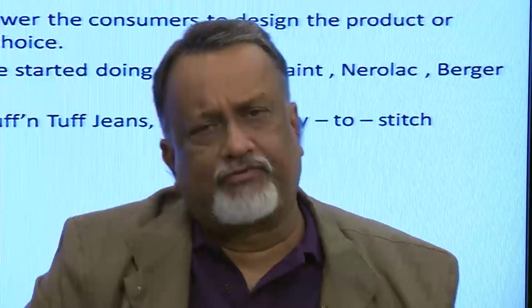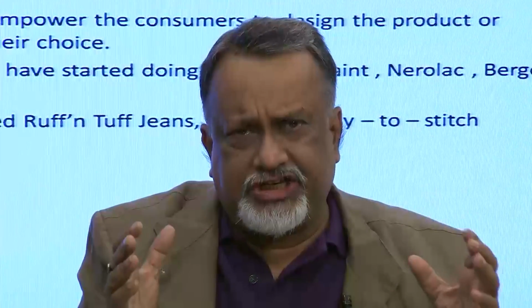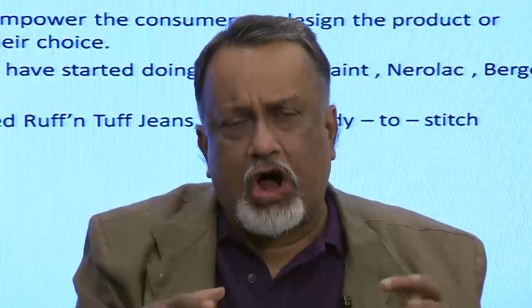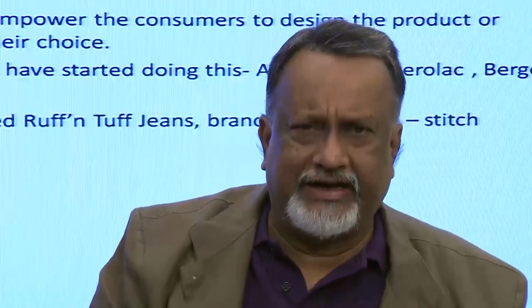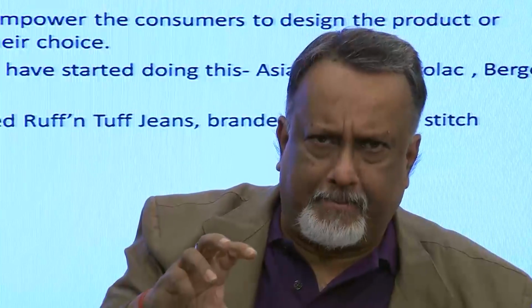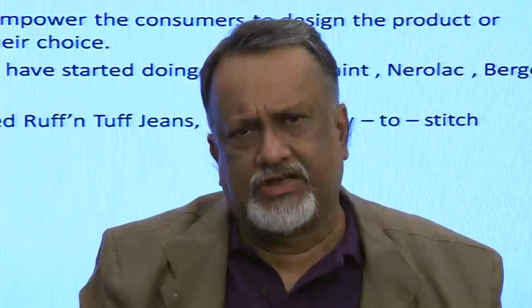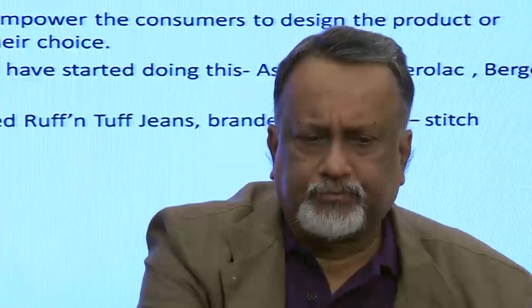Or, for example, Arvind Mills launched rough and tough jeans, where a piece of denim fabric, along with all the stitching material, buttons, etc., all came in one packet, which you could then get tailored by your local tailor. So, it was a very nice example of mass manufacturing combined with customization, creating a special sort of value proposition and a marketing success.